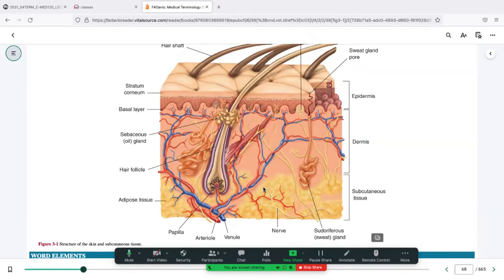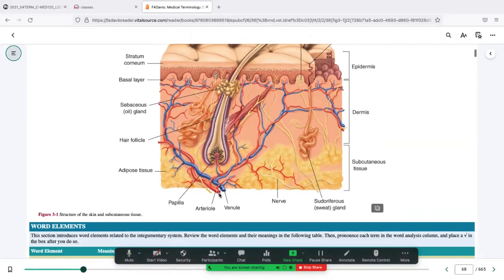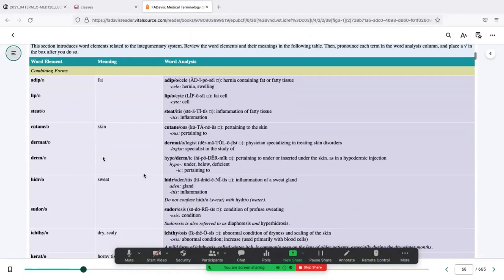And you could also see a lot of the subcutaneous tissue has fat. And we're going to be looking at that word fat. Oh, here it is. It's another word for fat, which is adipose tissue. Okay, so let's jump right in. Another word for fat, adipose, lipids, steat, which is another root word for fat.